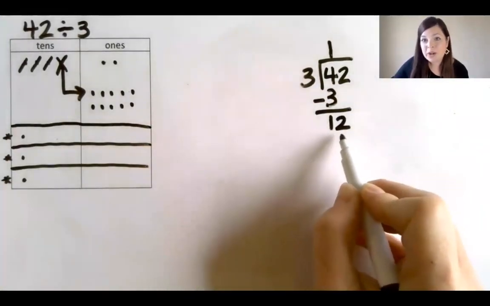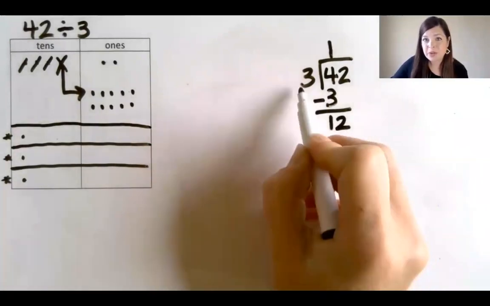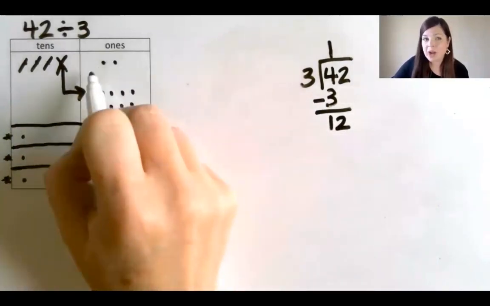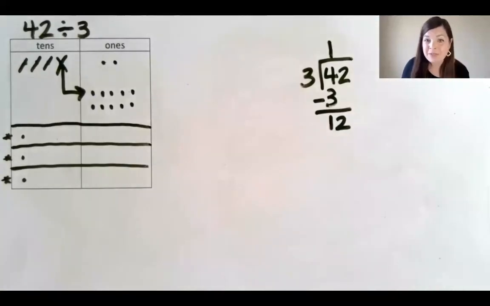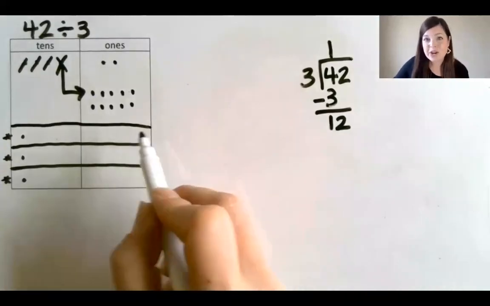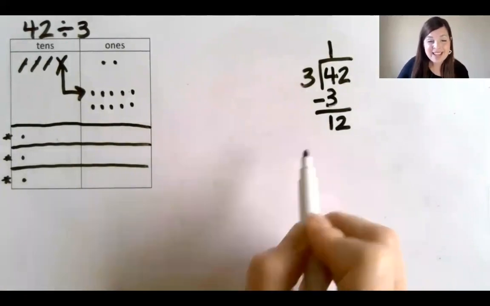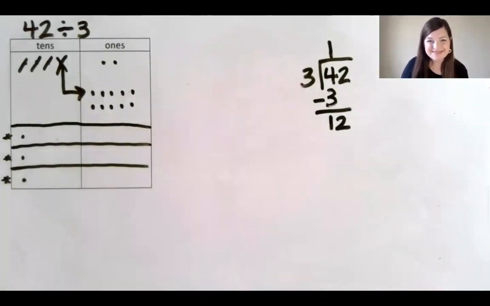So we have 12 ones to distribute with 3 groups. Pause the video and finish dividing in both the place value chart and in our long division, and then come back and you can check your work.